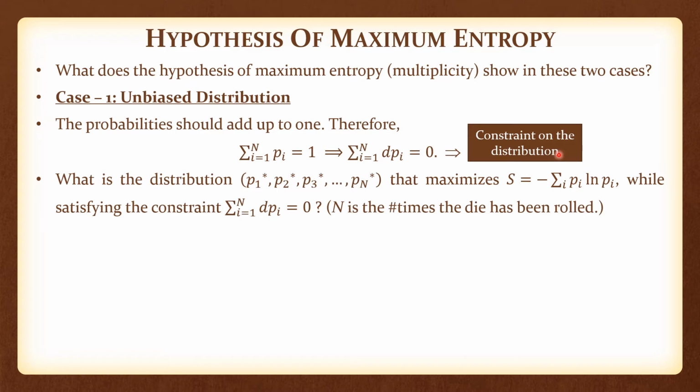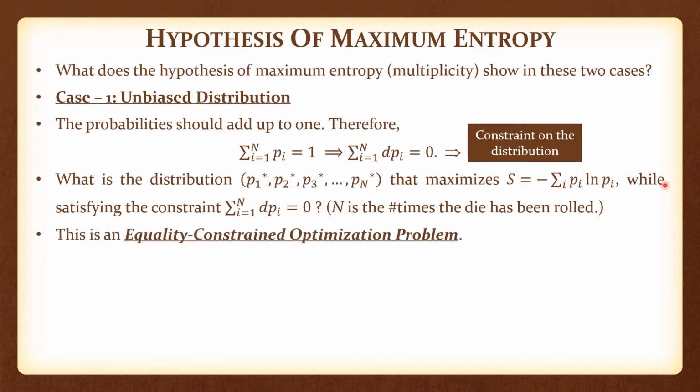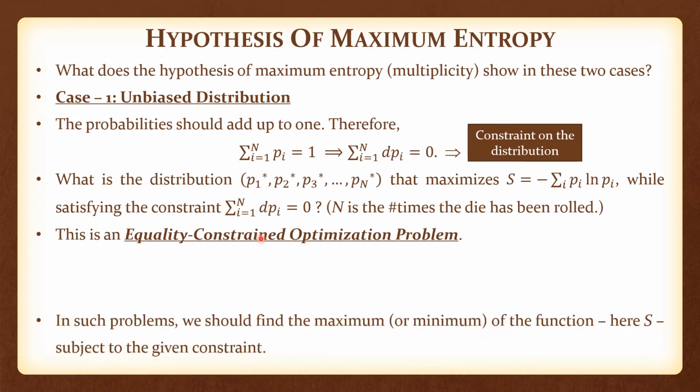So I ask the question, what is the distribution P1 star, P2 star, P3 star up to Pn star? This is the outcome that I am going to obtain, that maximizes this entropy while satisfying this constraint, sigma pi equal to 1 or sigma dpi equal to 0, here n being the number of times the die has been rolled. This is an equality constrained optimization problem. I am maximizing a function subject to an equality constraint. Not an inequality constraint, but an equality constraint.